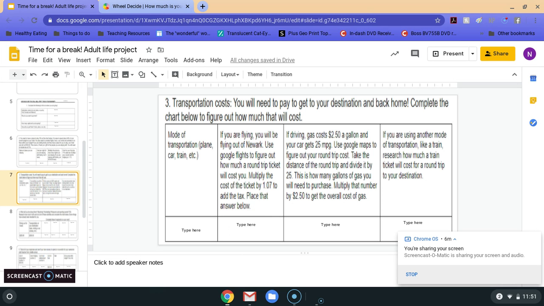You would divide 200 miles by 25, and that's how many gallons of gas you'd have to get, and multiply that by $2.50. And it says that all right here as well, and you would type that answer here.